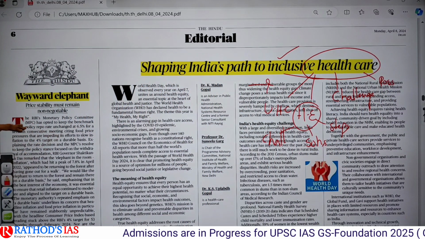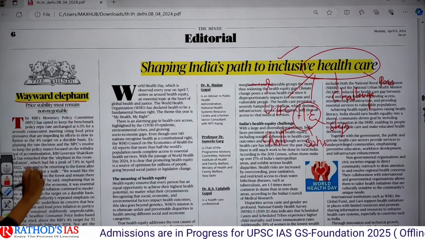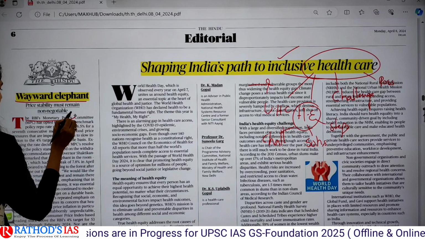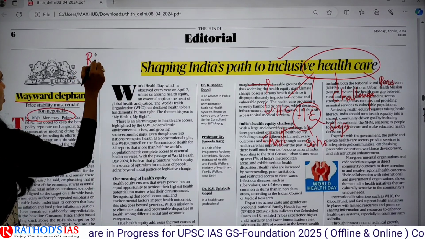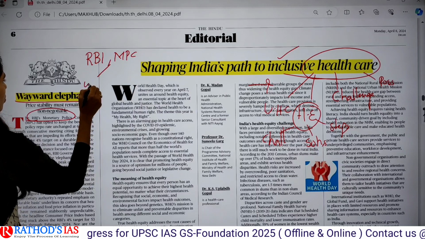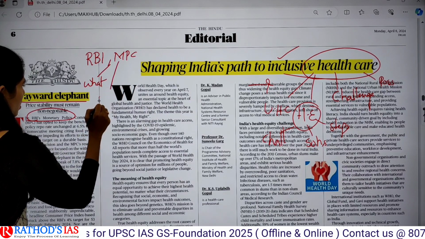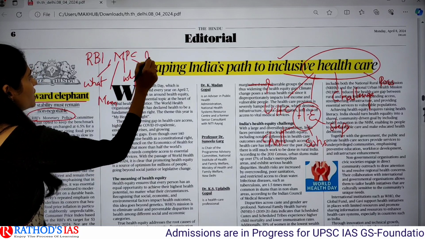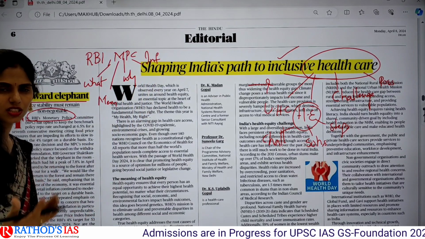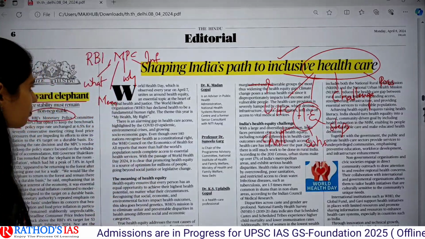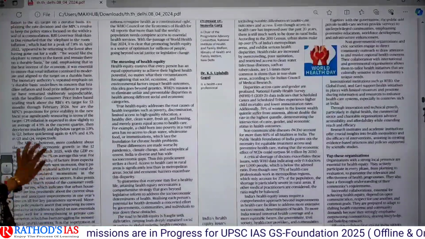And here you have to see the next article, Wayward Elephant. It is talking about price stability, especially the Monetary Policy Committee. So here the topic is RBI's MPC. You have to see what is this MPC, who are the members, and why it is in news, why there is inflation. What is inflation, types of inflation, impact of inflation. Like that you can see it in different dimensions.